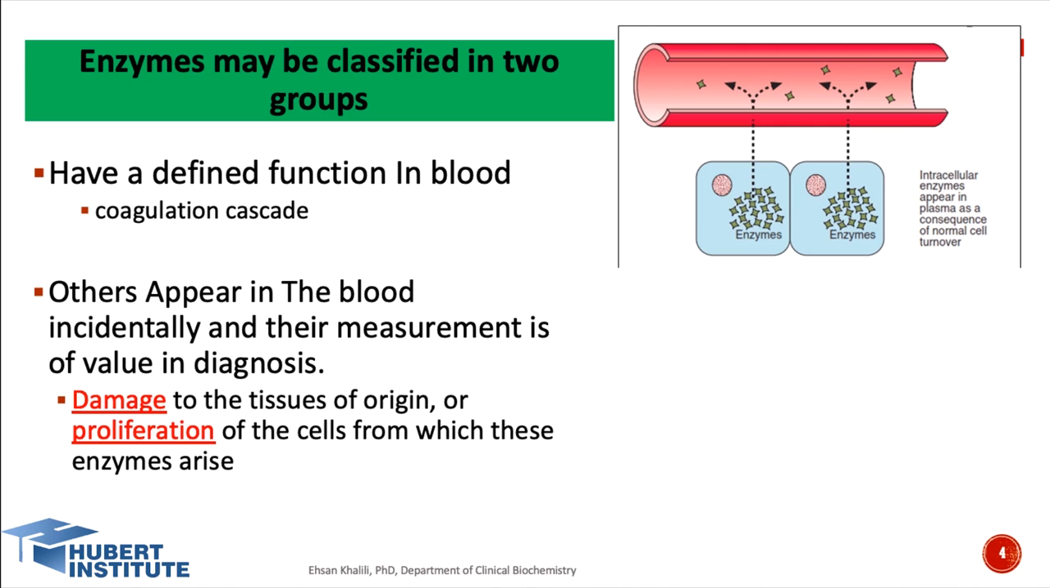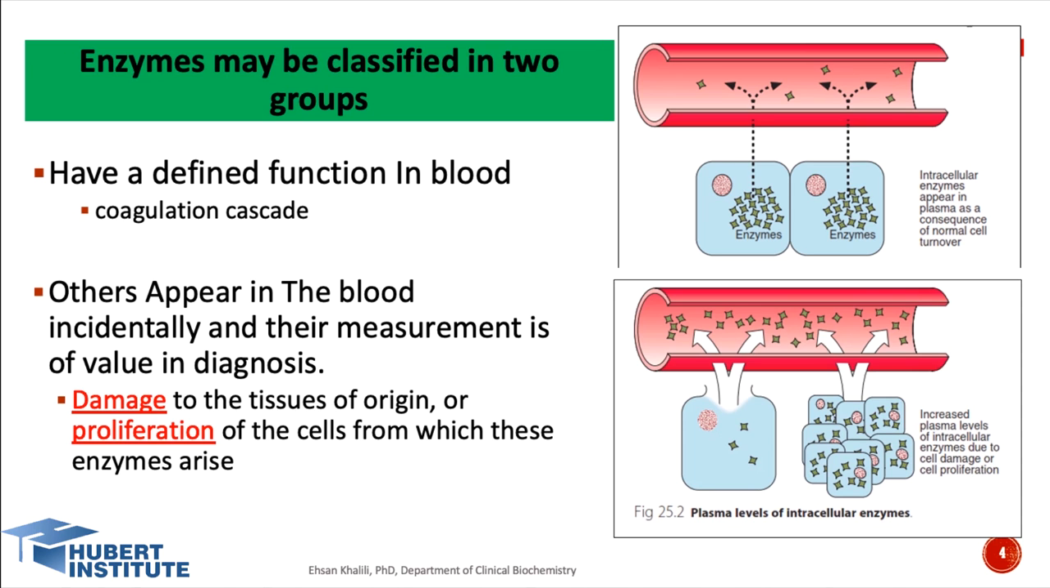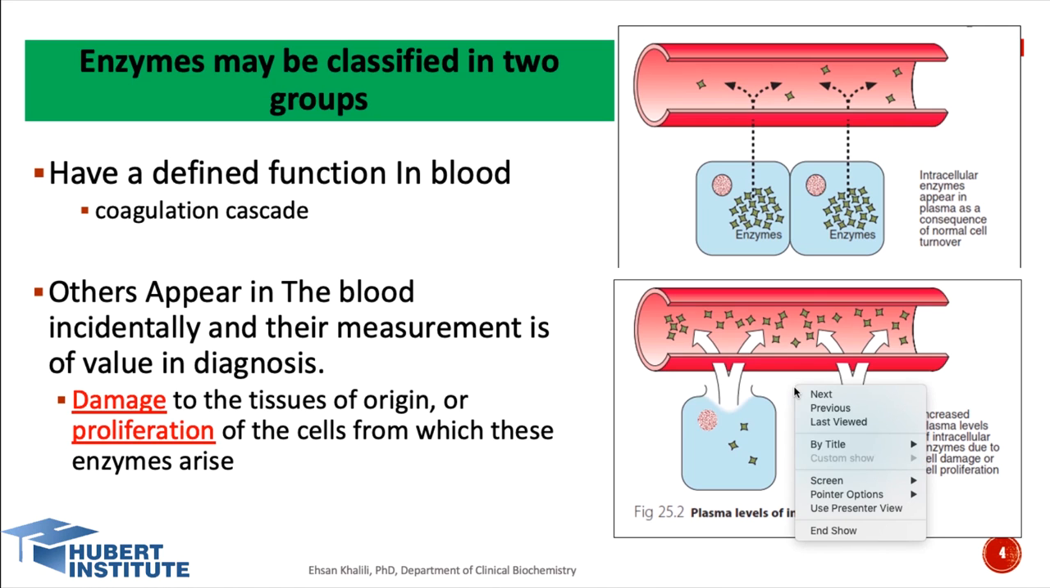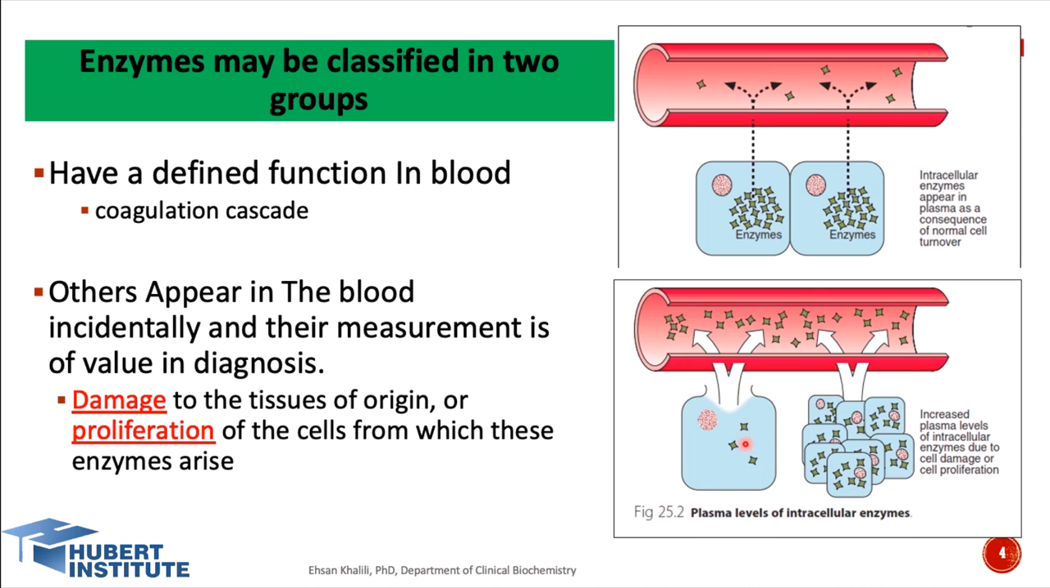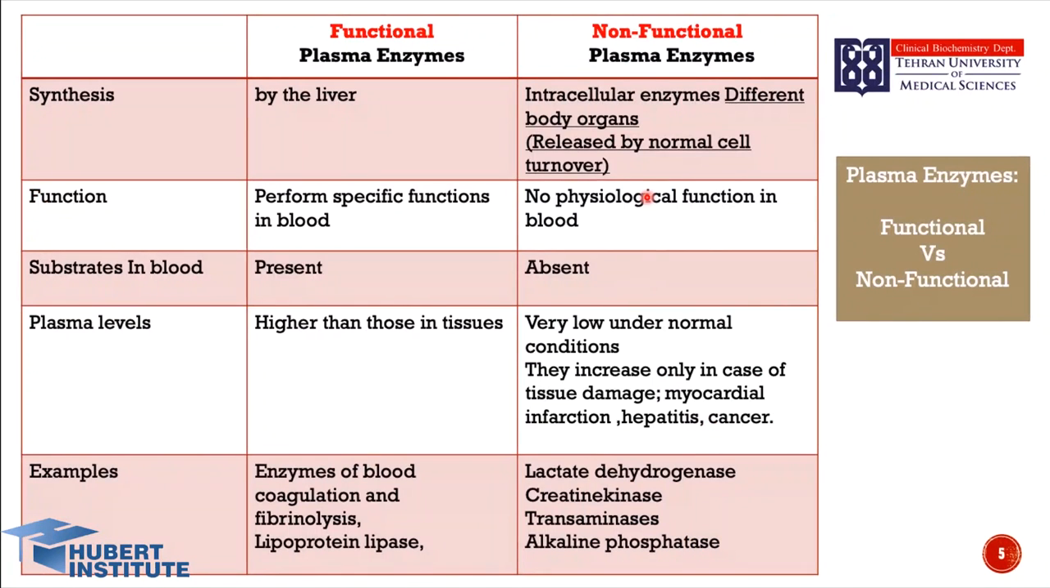The second big classification for enzymes inside the blood circulation is non-functional enzymes. It means they are not working in blood circulation. They are in our tissue cells, but after activity inside the cell, some part of them will leak into blood circulation. The level of the non-functional enzyme can be controlled by two mechanisms. One of them is because of damage to the tissue of origin or proliferation of the cell from which the enzyme arises. So plasma enzymes can be classified into functional and non-functional enzymes.